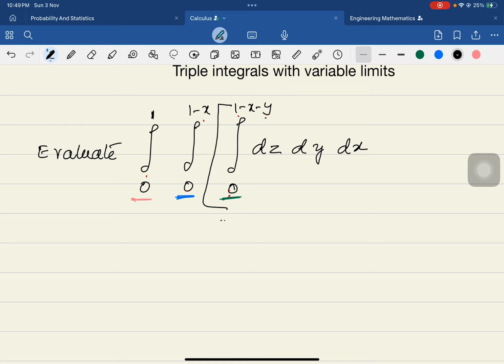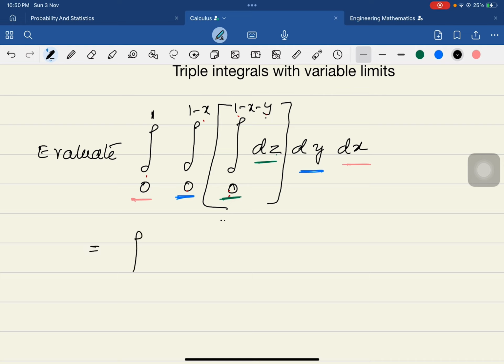Evaluate this integral 0 to 1, integral 0 to 1 minus x, integral 0 to 1 minus x minus y, dz dy dx. So it is clear that the z limits are from 0 to 1 minus x minus y, y limits are from 0 to 1 minus x, and x limits are from 0 to 1. So now what do we do? First we put the bracket for the innermost integral and then solve it.